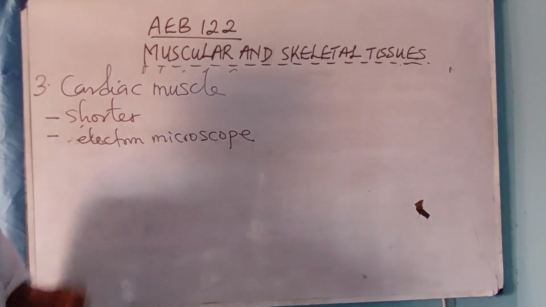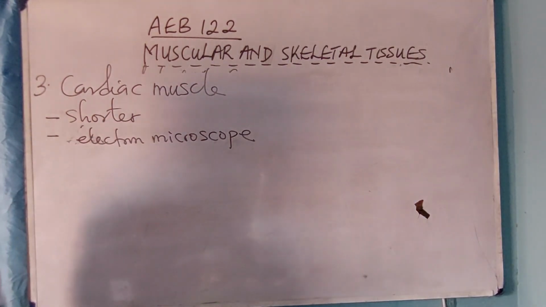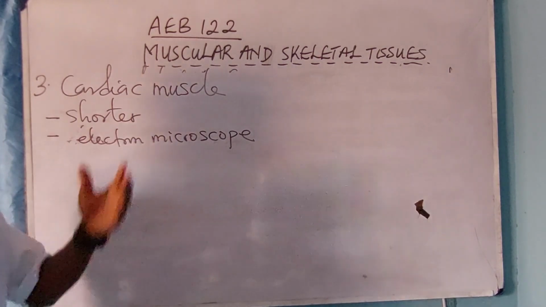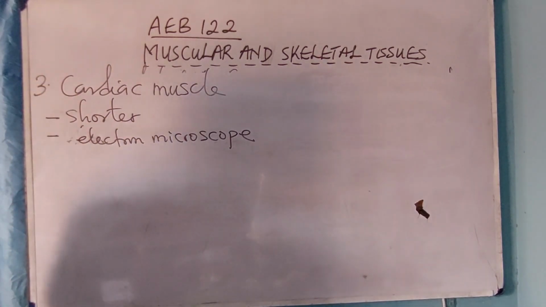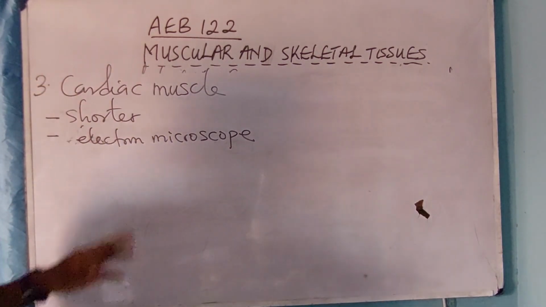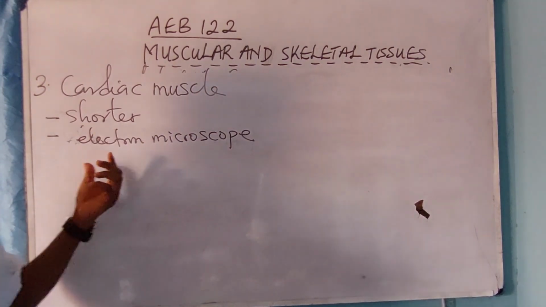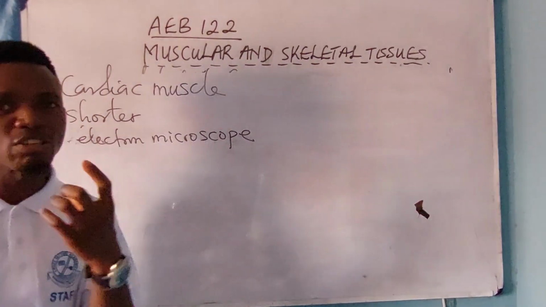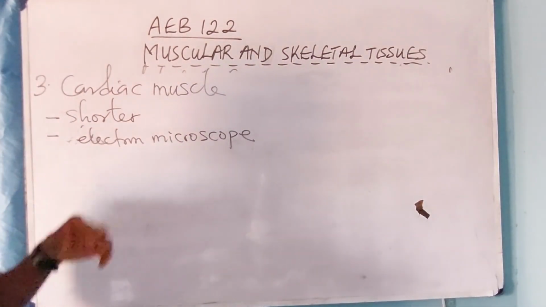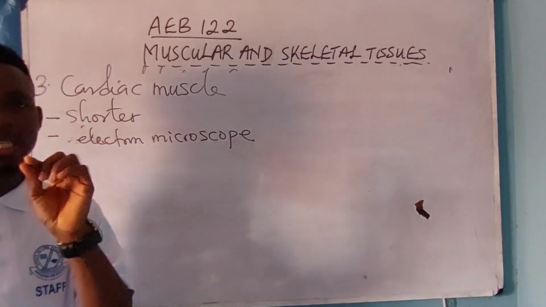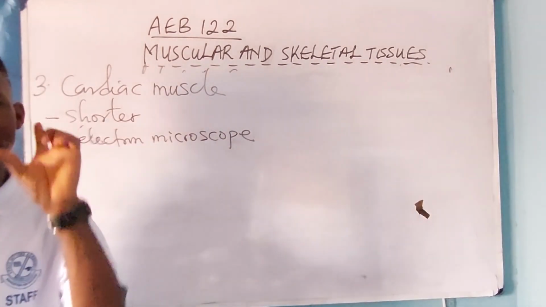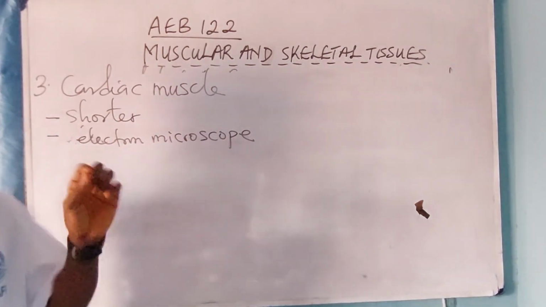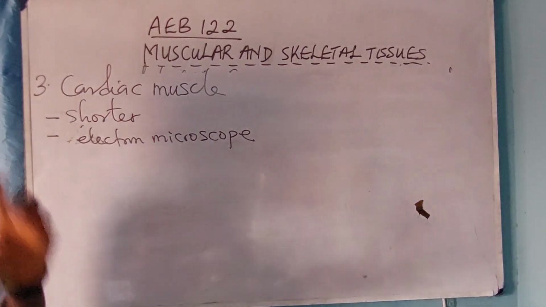I said the cardiac muscle is also involuntary, but it is distinguished from the smooth muscle in the following ways. It is shorter, and the striations or the stripes found in the cardiac muscle is not as obvious as the one found in the skeletal muscle. The skeletal muscles are really striated. It has a lot of stripes in it.